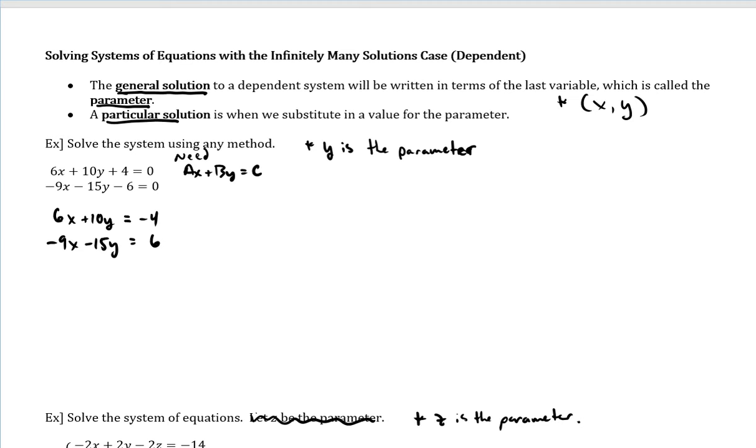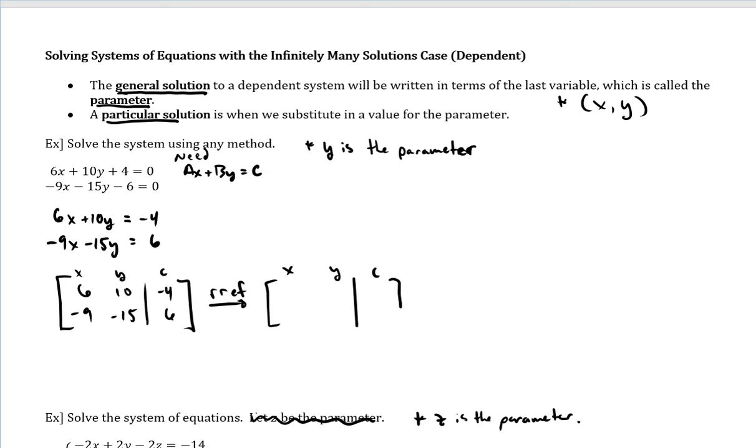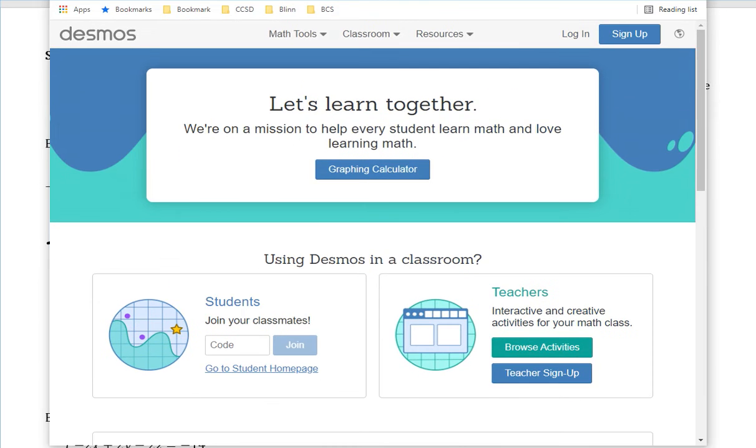Now that it's ready, we can convert it into a matrix. So here's our x, y, and constant. And then we would have 6, 10, negative 4, negative 9, negative 15, and 6. From here, we're going to do the RREF function in our calculator. I'm just setting it all up. Notice that we don't need to know whatever case it is. It still starts off pretty much the same.